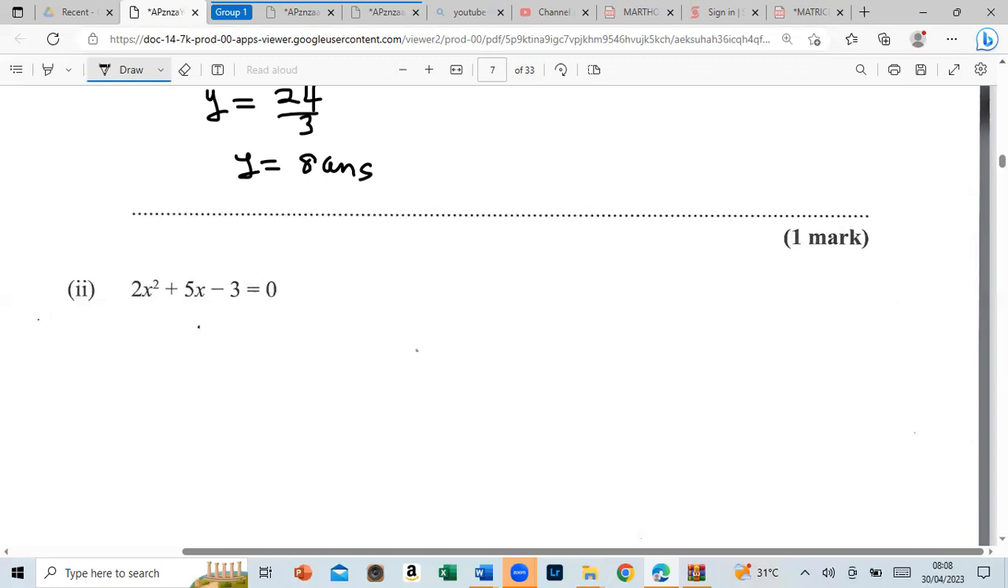All right, guys, should be finished by now, right? So we have 2x squared plus 5x minus 3, and that is equal to 0. How do we approach that? So let's go.